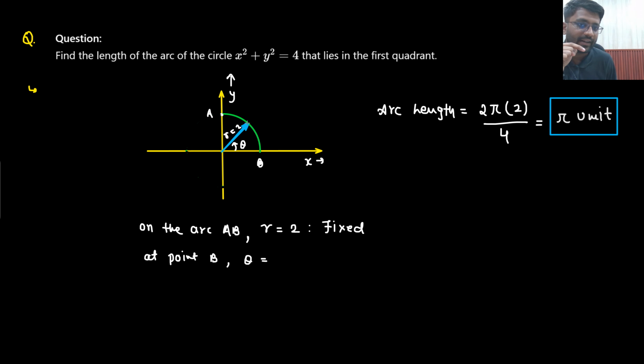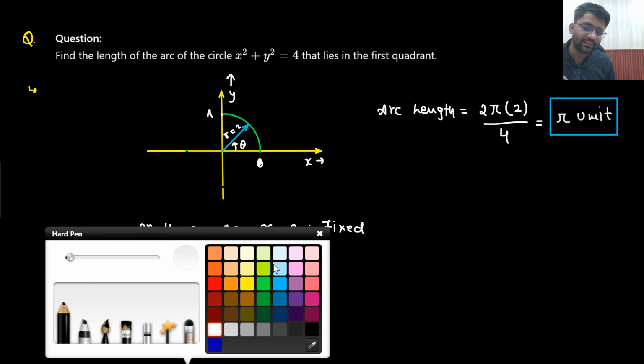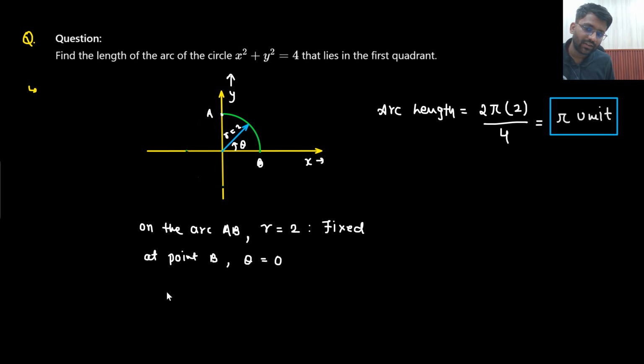If it was here, then theta would have been 45 degree. Here it would have been 30 degree. Here it would have been 75 degree. This is 80 degree. This is 20 degree, right? So when you are moving on this arc, the value of theta is varying, no? At point B, theta is 0 degree. At point A, theta is pi by 2. It is in radian, so I should not say 90 degree. Right? So I am moving on this curve.